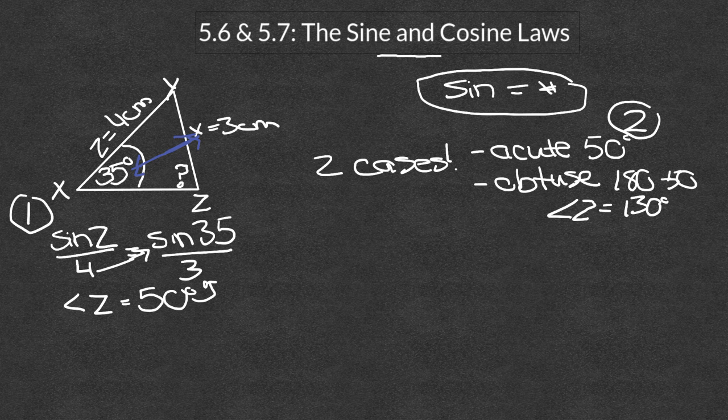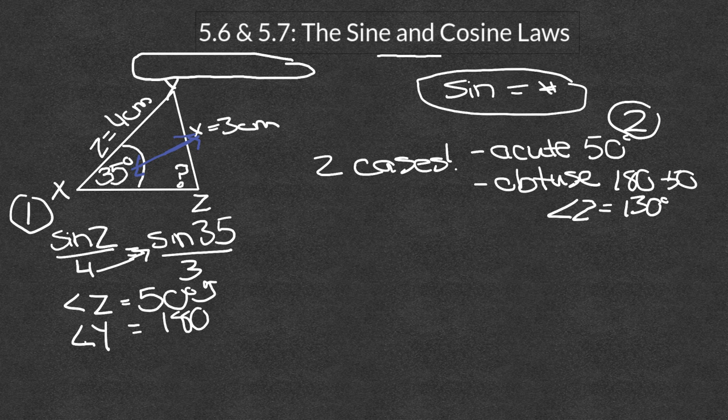So again, the question said solve the triangle. So we have to get all of the angles and all of the sides. We can get angle Y pretty easily. We can do that one next because angle Y is just going to be 180, the sum of the angles in a triangle, minus the 35 and minus the 50. That'll get us angle Y, and then what side do we still need? We still need this side over here, right? So we would continue on.